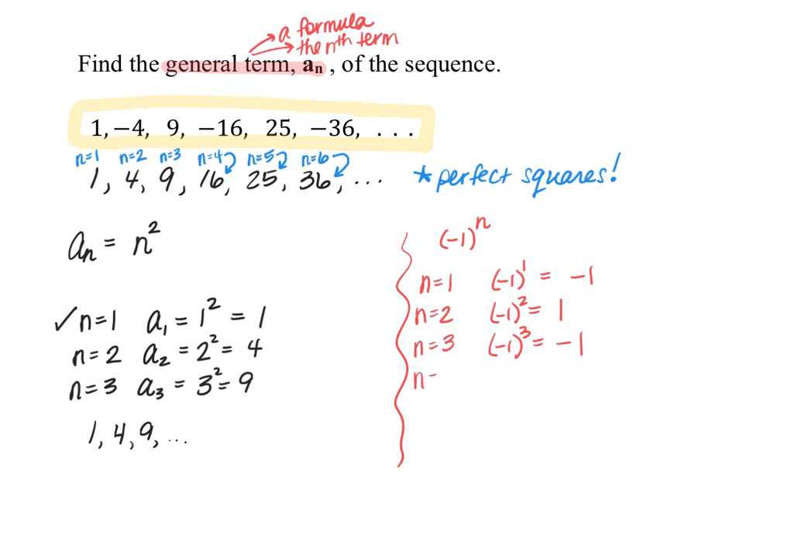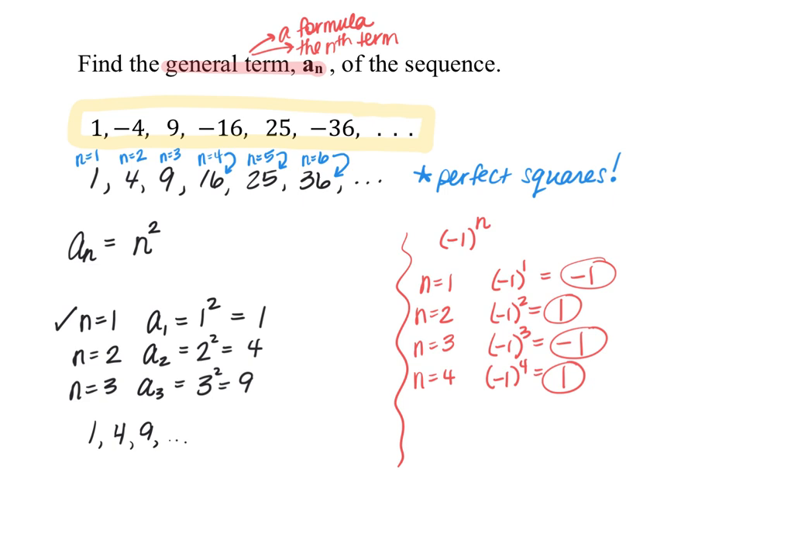So you can see that when you have -1 raised to a power, that causes the signs to alternate. We're going to get a negative number, then a positive, then a negative, and then a positive. So we achieve this alternating sign by using -1 to the power of n.